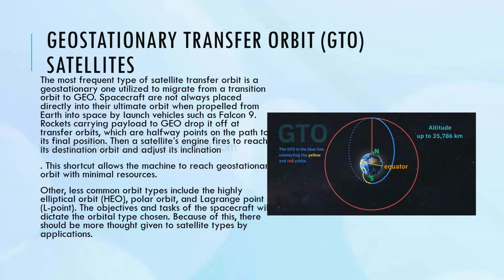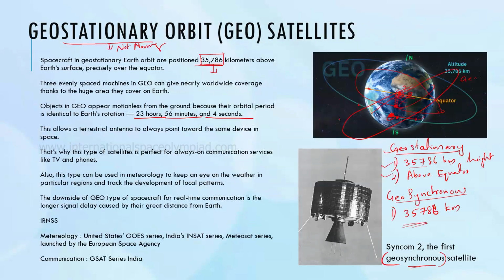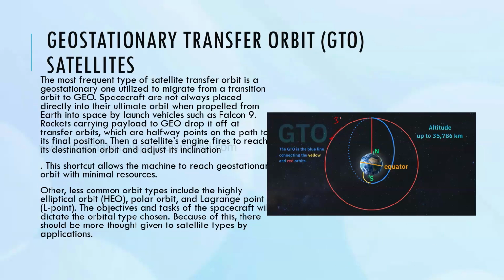And this is an intermediate orbit that I mentioned, called the geostationary transfer orbit, or GTO. Usually satellites are not sent directly to the geostationary orbit, because it is so far away. You know that it is 35,786 kilometers away, and the low Earth orbit is somewhere between 160 and 1,500 kilometers. It's so low, just thousands of kilometers.